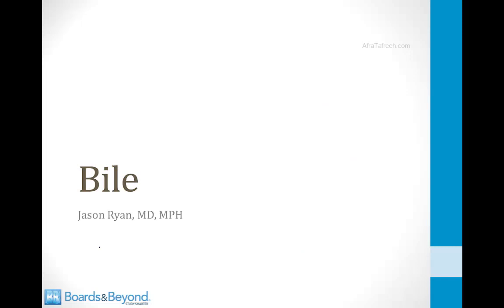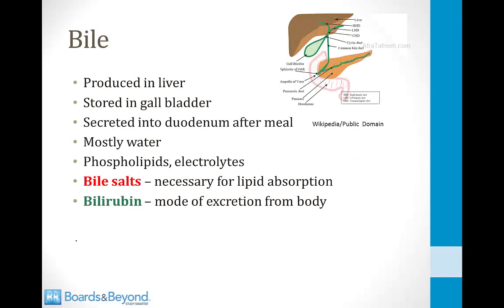Hello everyone and welcome to our module on bile. Bile is a substance that is produced in the liver and then stored in the gallbladder, and after a meal it is secreted into the duodenum to help us absorb fats.